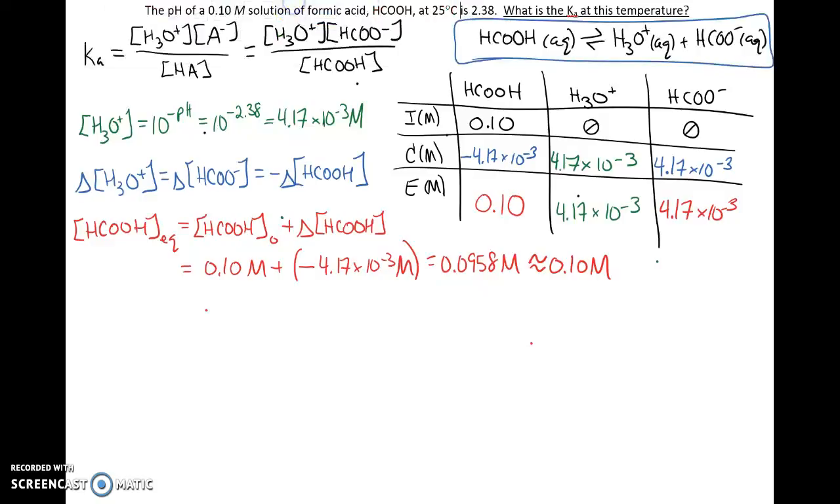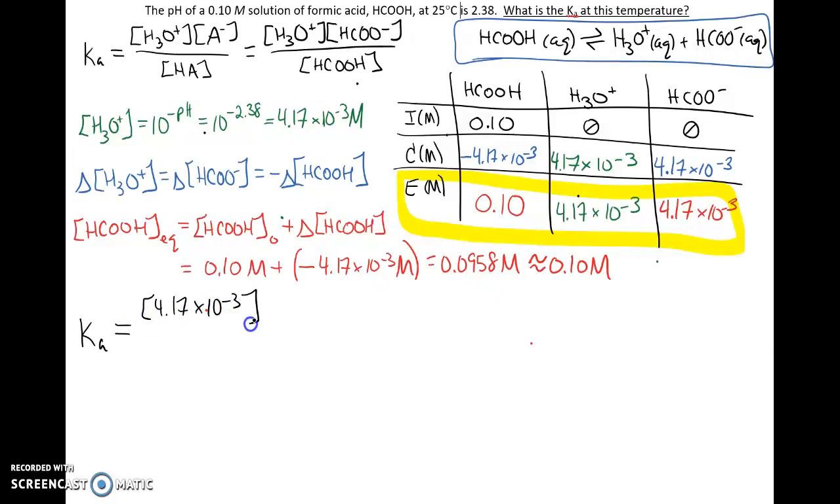Well, now we have all of our equilibrium concentrations filled in, and from that we can calculate Ka, or the acid dissociation constant. So let's write down our equation for that. Ka is equal to the concentration of hydronium ions, and we determined that that was 4.17 times 10 to the minus 3, times the concentration of formate ions, which is also 4.17 times 10 to the minus 3, divided by the concentration of formic acid at equilibrium, which we are saying is 0.10 moles per liter, that there was no change from the initial to equilibrium.